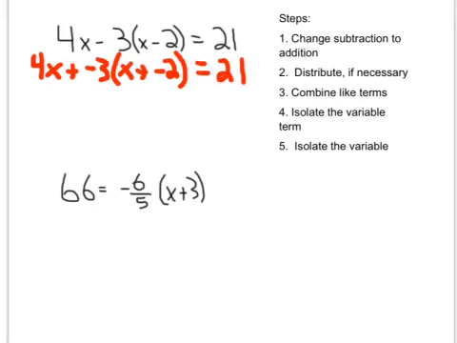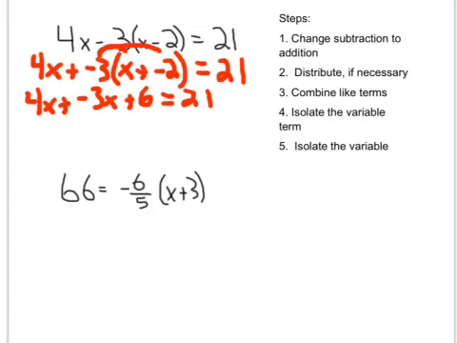Now, it says distribute if necessary. Okay, it is necessary to distribute here because we have those parentheses. Well, the 4x isn't a part of any of that, so we leave it. Keep the plus sign. Now we got to distribute. Negative 3 times x is negative 3x. Keep the plus sign. Negative 3 times negative 2 is positive 6. It equals 21.